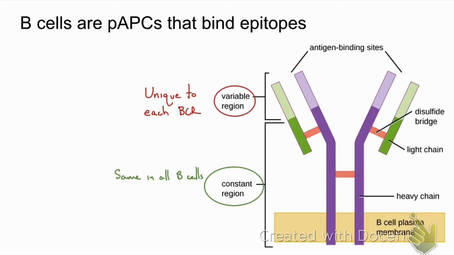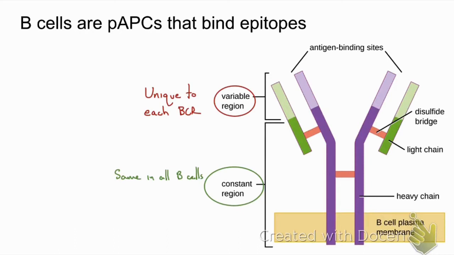And in fact, the generation of this variable region is going to be the same type of generation that we saw with T cells. In other words, the process of genetic rearrangement and hypermutation of what we call the VDJ region of the genome is going to lead to the generation of this unique B cell receptor.